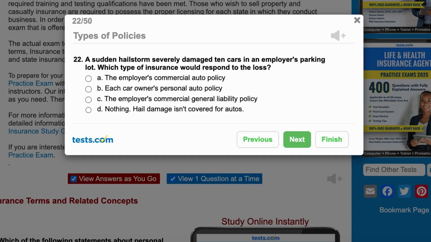Question 22. A sudden hailstorm severely damaged 10 cars in an employer's parking lot. Which type of insurance would respond to the loss?